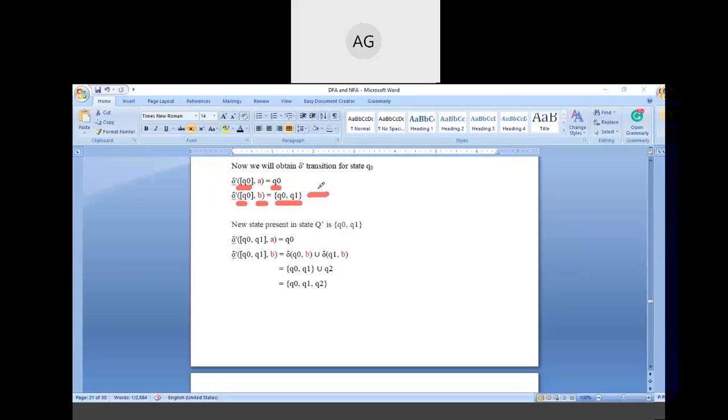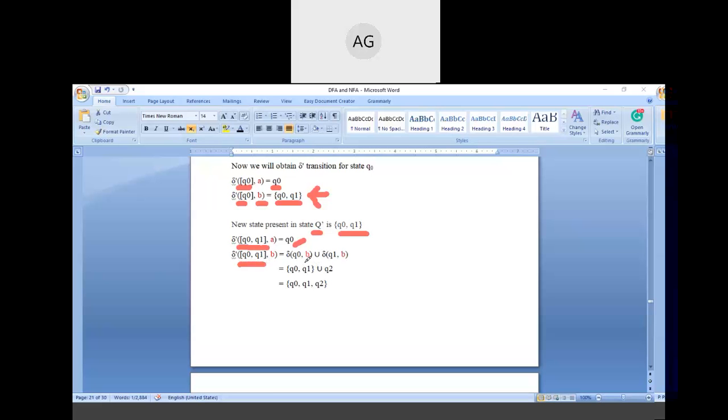As we get q0 and q1, it can be a new state of the DFA. The new state q' is q0 q1, because this state was not present in the NFA. Now we get the transitions of this new state for all the input symbols. For the new state q0 q1 with input symbol A, we get q0. Now we do the transition of this new state q0 q1 with input symbol B.